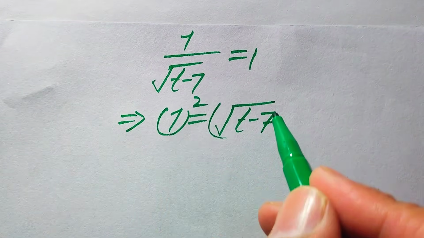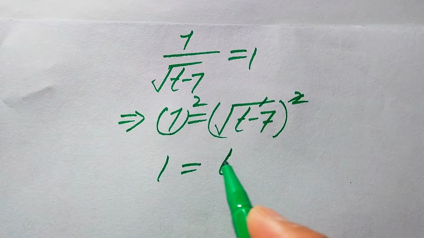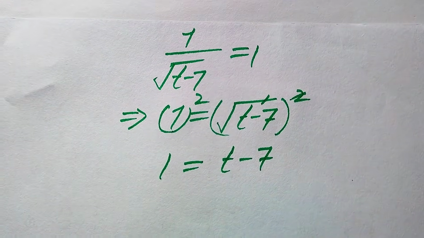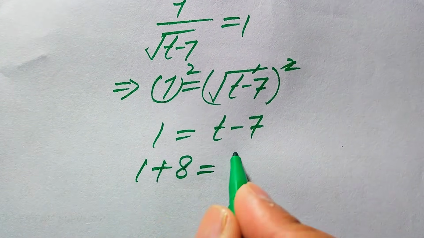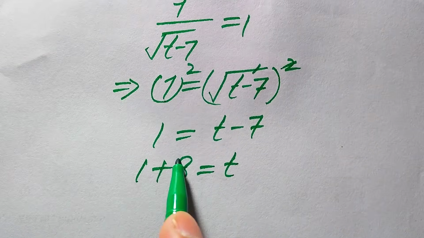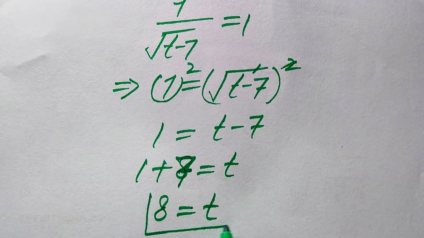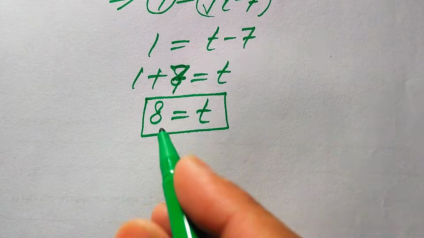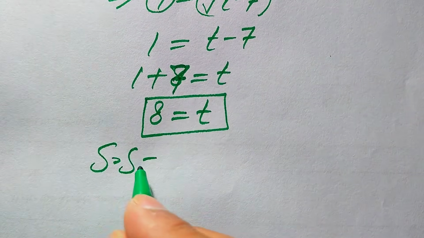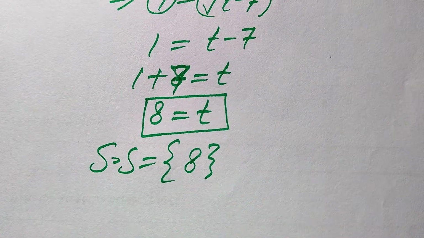For this we apply squaring on both sides. The 2 and the square root are gone, and we get 1 equals t minus 7, and we move minus 7 to the left hand side, and we get 1 plus 7 equals t, and we easily get the value of t equals 8. So in the second method we get only one root. In the first method we already verified that this value of t satisfies our given equation, and finally the solution of this problem is 8 only.